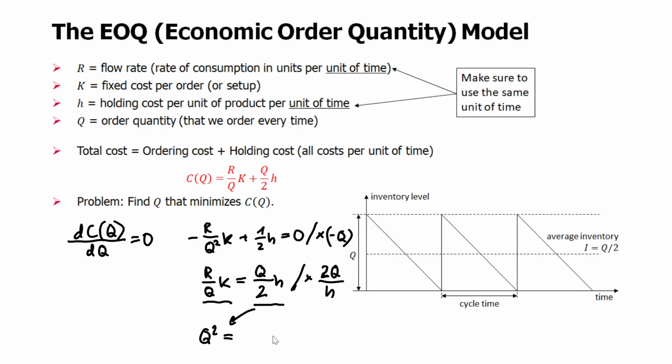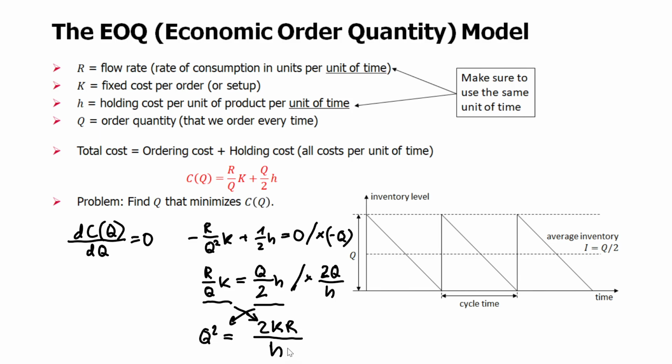So this side will be Q squared equals, right? And on this side, which will be now reversed, we will have Q will disappear. There's division by Q, and I'm multiplying by Q. And what will be left is 2K R. I reversed R and K, and then divided by H, right? So I have Q squared is equal to this.